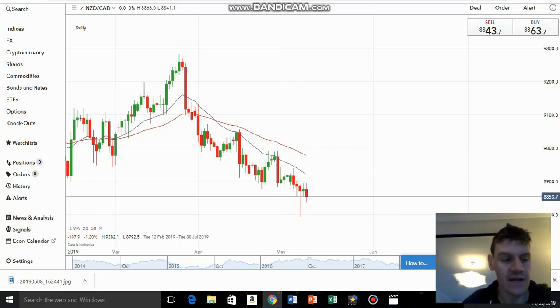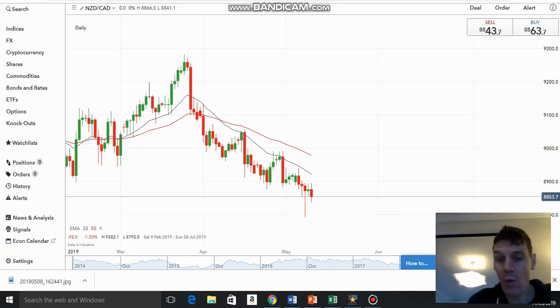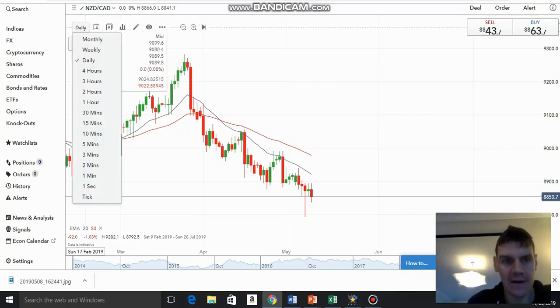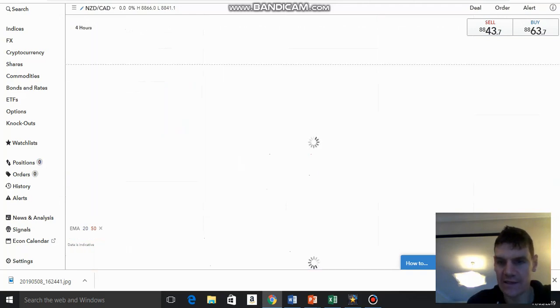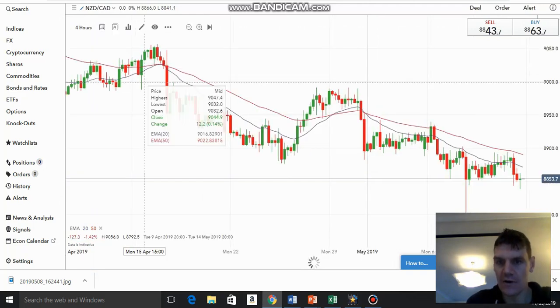So what I'm going to do is go ahead and move down to a slightly lower time frame to see if we can get a wider spanned trade. So I'm going to move my time frame now down to the 4 hourly, as you can see just here. Okay, perfect.